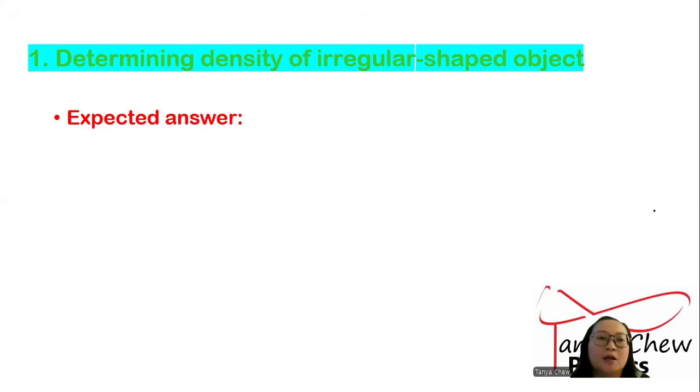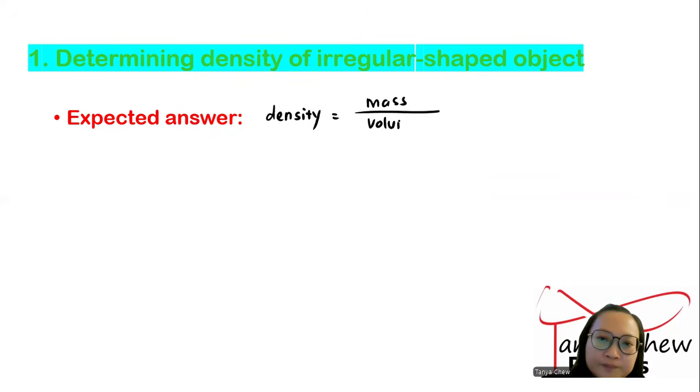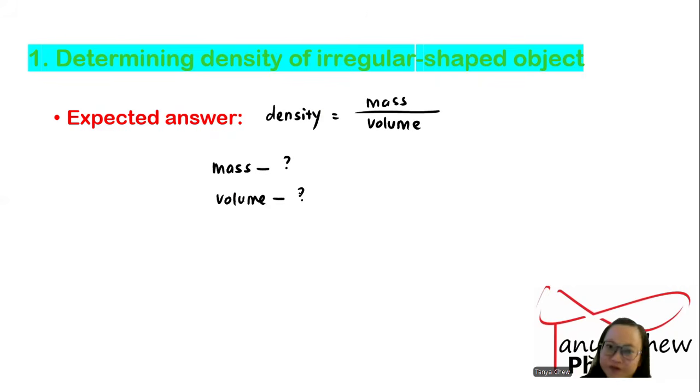First one. Maybe you are asked to determine the density of an irregularly shaped object. So the expected answer, what we expect you to write, is that first of all, you need to know how to calculate density because density cannot be measured directly. Density is equal to mass over volume. So you need to tell us how to measure mass, how to measure volume. We want to see this. I want to see how to measure mass, how to measure your volume, and how to calculate the density together with the formula.